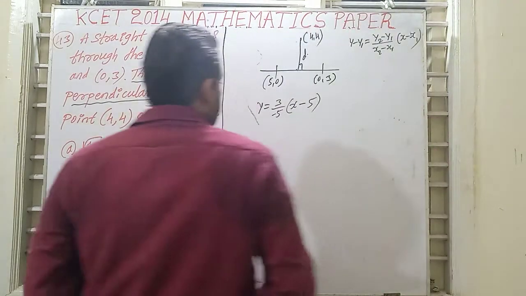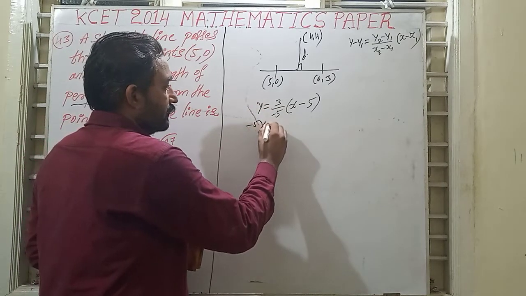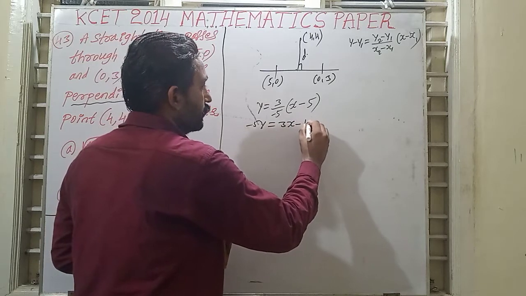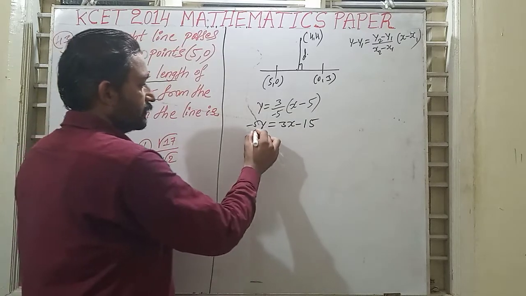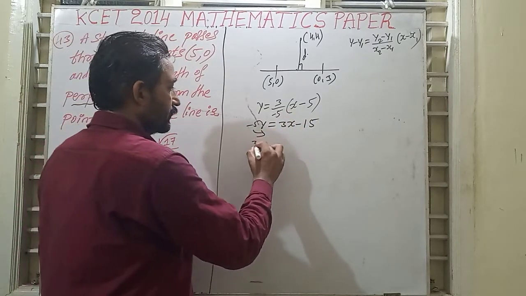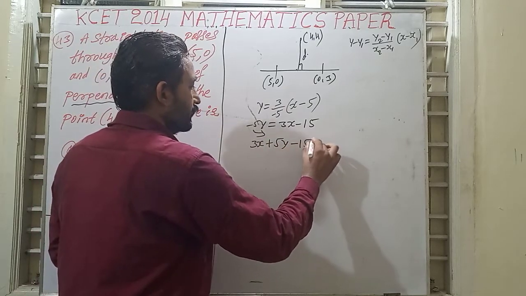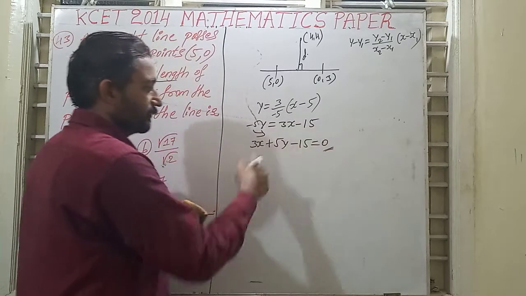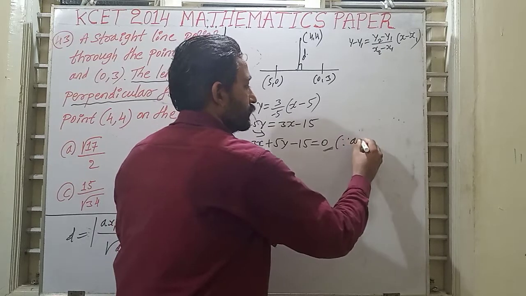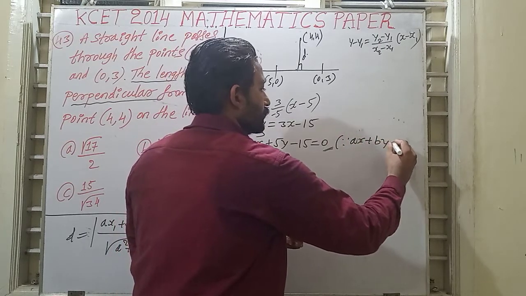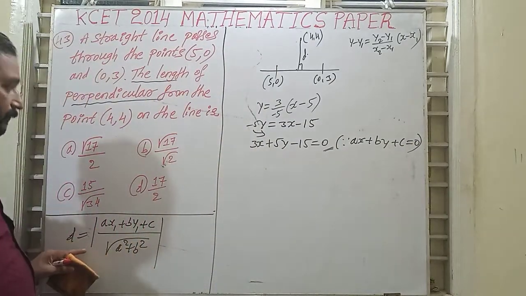Okay, so multiply minus 5 on both sides, we get minus 5y equals 3x minus 15, 3 fives are 15. Moving to the right hand side, we get 3x plus 5y minus 15 equal to 0. So this is in the form of ax plus by plus c equal to 0. Now using this formula we have to find out the d value.